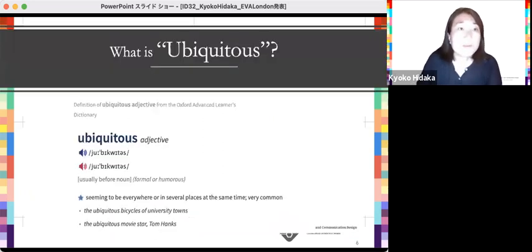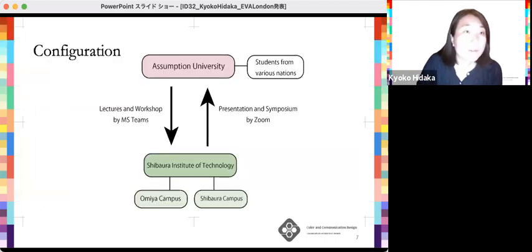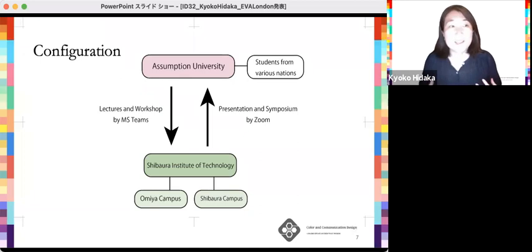So what is ubiquitous? Ubiquitous means seeming to be everywhere, in several places at the same time, like this kind of opportunity that we all share. Ubiquitous also means very common, omnipresent. This is the kind of aim we would like to share.